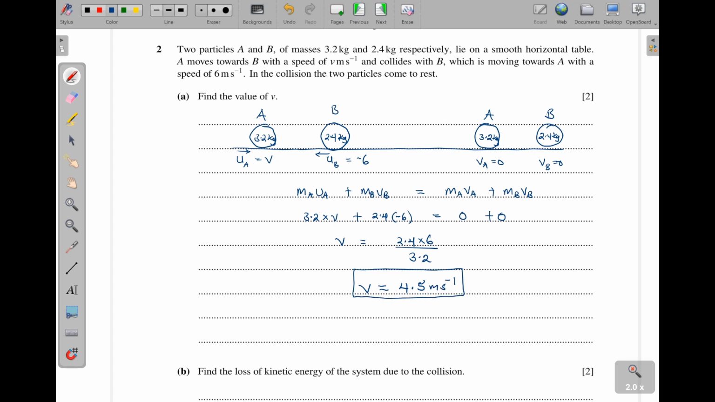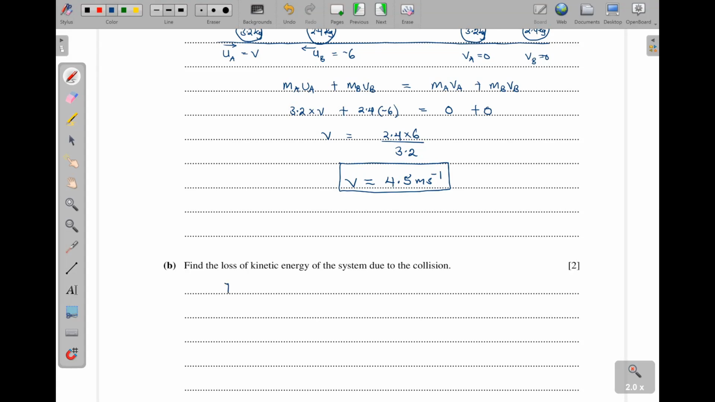That is the speed with which A moves to go and collide with B. Then part B, find the loss of kinetic energy of the system due to collision. Now, the moment they say loss of kinetic energy, that means the final kinetic energy is less than the initial kinetic energy. Okay, so we need to find the total initial kinetic energy. So you have to look at the kinetic energy due to the movement of A, and kinetic energy is a half mv squared.